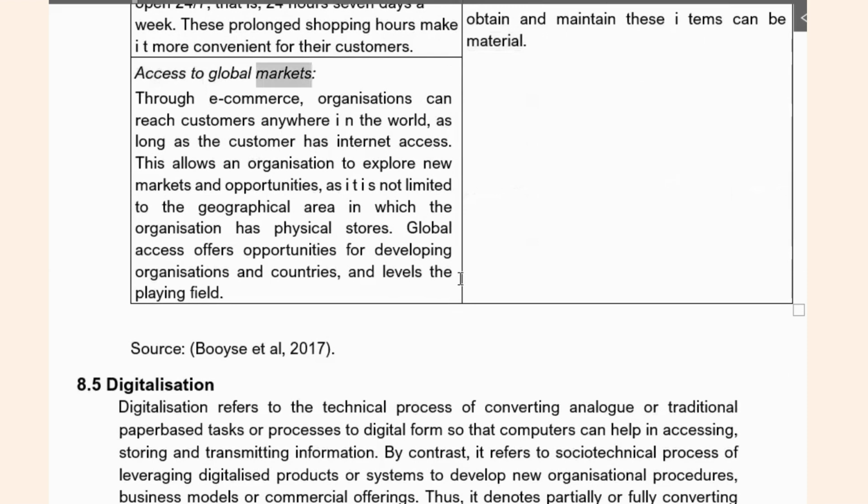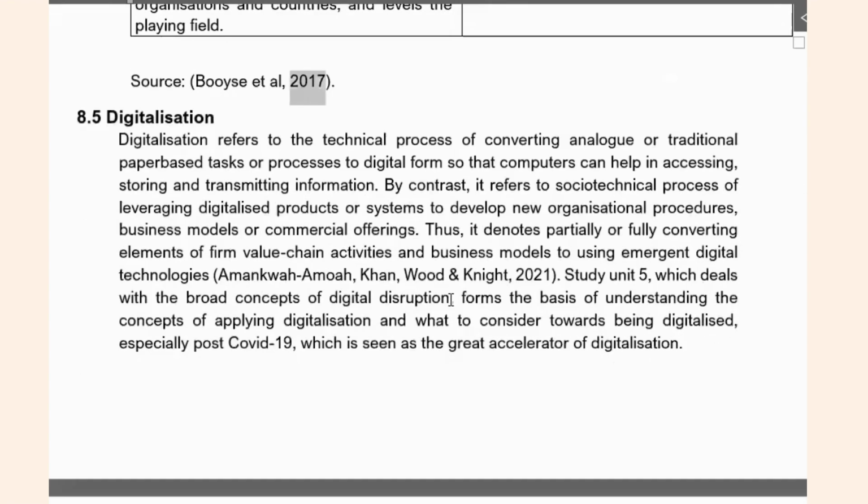Access to global markets. Through e-commerce, organizations can reach customers anywhere in the world, as long as the customer has internet access. This allows an organization to explore new markets and opportunities, as it is not limited to the geographical area in which the organization has physical stores. Global access offers opportunities for developing organizations and countries, and levels the playing field. Source: Boyes et al., 2017.